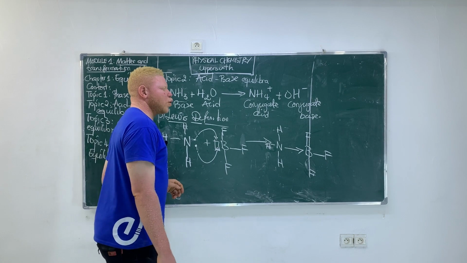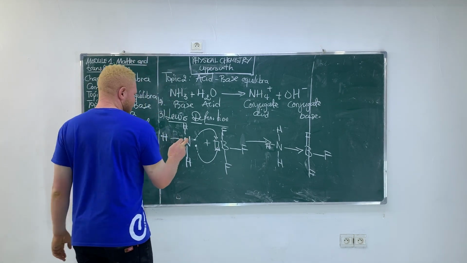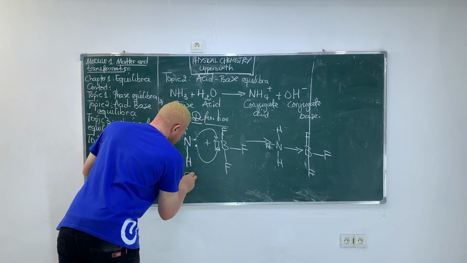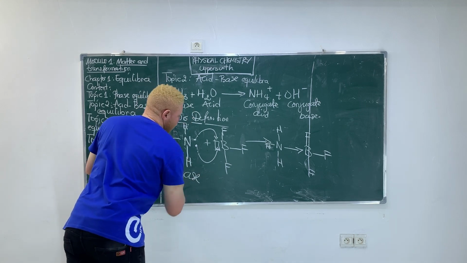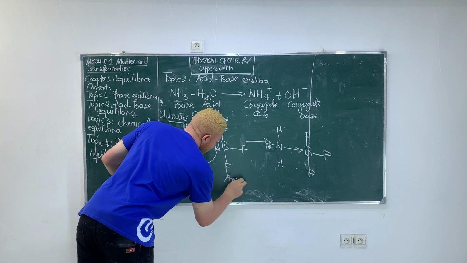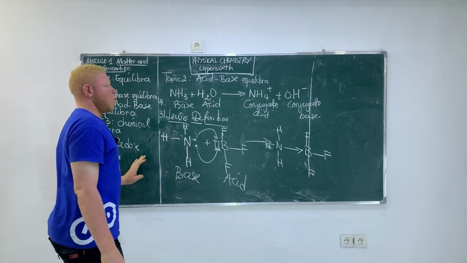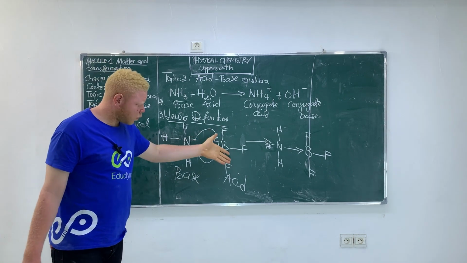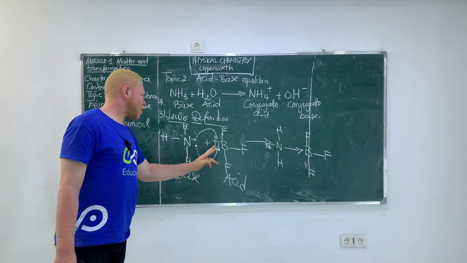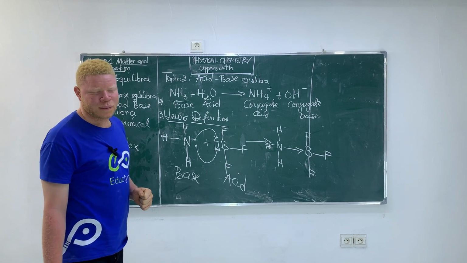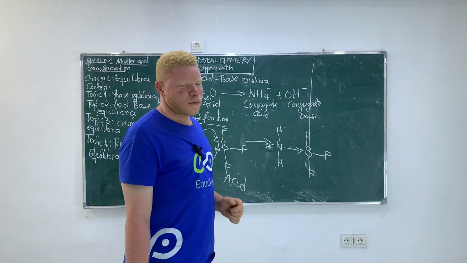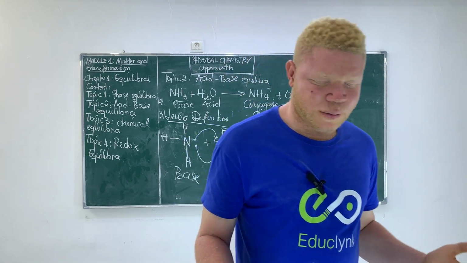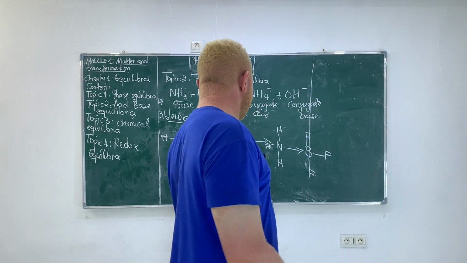So according to Brønsted-Lowry, this is a base. According to Lewis, this is an acid, because a base is an electron pair donor, while an acid is an electron pair acceptor. So we're going to go now to the acidic constant.